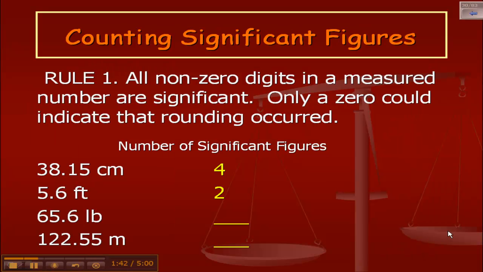Now there are some rules you're going to need to know for significant figures. First of all, any number that is not 0 is going to be significant. Okay, so in this measurement here, we have no zeros, so all 4 of those are significant. In 5.6 feet, we have 2 numbers that are not 0, so we have 2 significant figures. So figure these out. We have 3 here, and we have 5 here.